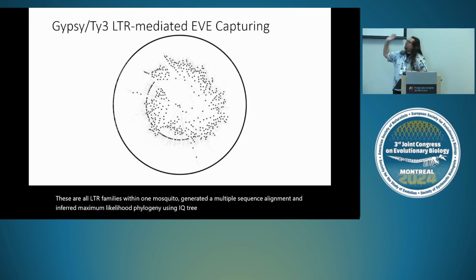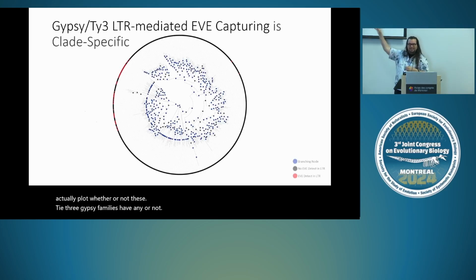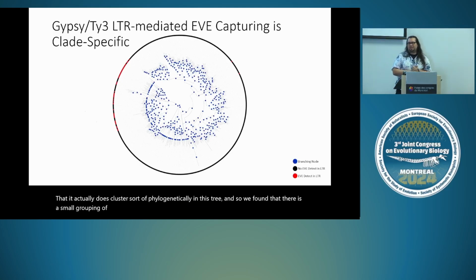And so what we found is when we actually plot whether or not these Tai3 gypsy families have an EVE or not, it actually does cluster phylogenetically in this tree. And so we found that there is a small grouping of these Tai3 gypsy LTRs that are able to capture these viral sequences in the mosquito.